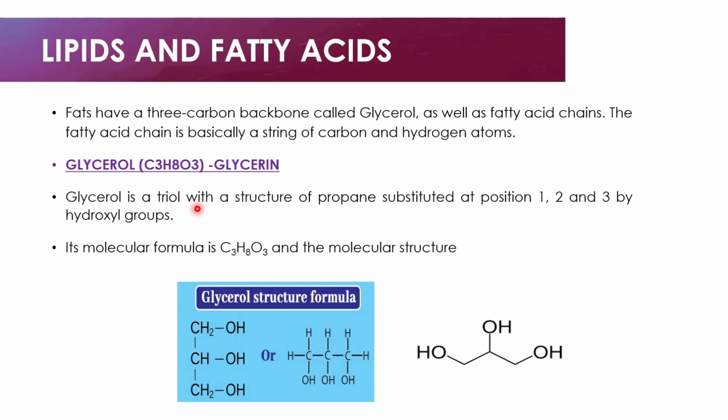Glycerol is a triol with a structure of propane substituted at position 1, 2, and 3 by hydroxyl groups over here. So as we can see, these are the hydroxyl groups over here. And this is on the first carbon, the second carbon, and the third carbon over here. And glycerol has a molecular formula of C3H8O3, and the molecular structure as this. So the molecular structure can be written as this, or this, or this.